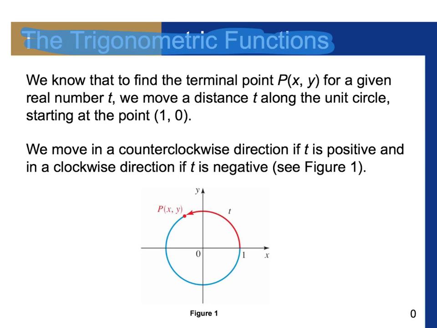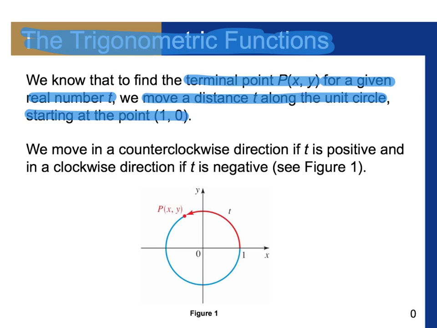So remember we found the terminal point P(x, y) for a given real number t, where we moved a distance t along the unit circle, starting at the point (1, 0). So this is the concept we were looking at in section 5.1. Counterclockwise if t is positive, and clockwise if t is negative. So we started here, and if t is positive, we move this way. If t is negative, we move this way, clockwise. And then where we end up is our terminal point on the unit circle, and that's our P(x, y).